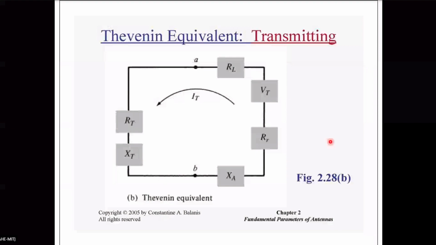So the captured power, PC, is equal to half VT into IT star. Can I go to the next slide? This is a mistake here. It should be receiving. Okay.